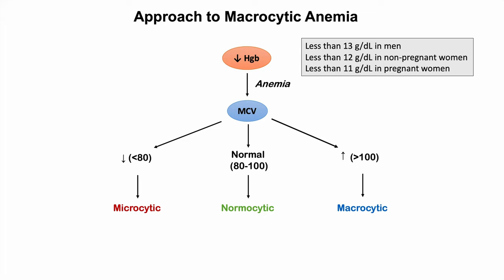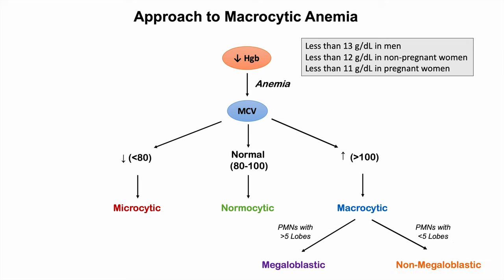Once we have determined that this is a macrocytic anemia, there is a low hemoglobin and a high MCV greater than 100, we have to go a step further. We have to look at a blood smear, looking at PMNs or polymorphonuclear leukocytes, things like neutrophils. When we look at a neutrophil under the blood smear, if one of these PMNs has greater than 5 lobes, that means there are more than 5 pieces of the nucleus. This means that it is megaloblastic. If there are less than 5 lobes, it is non-megaloblastic.